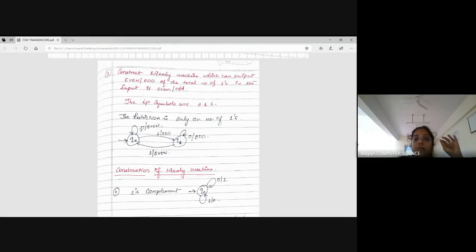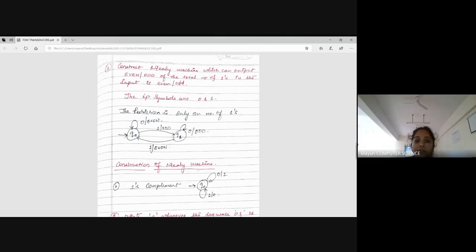For zeros, you stay in the same state, whether it is even or odd. Q0 is the state which has the output even, Q1 is the state which has the output odd. Going from Q0 to Q1, Q1 to Q0 is called toggling. You go between the states only for 1, not for zeros. This is a typical problem.